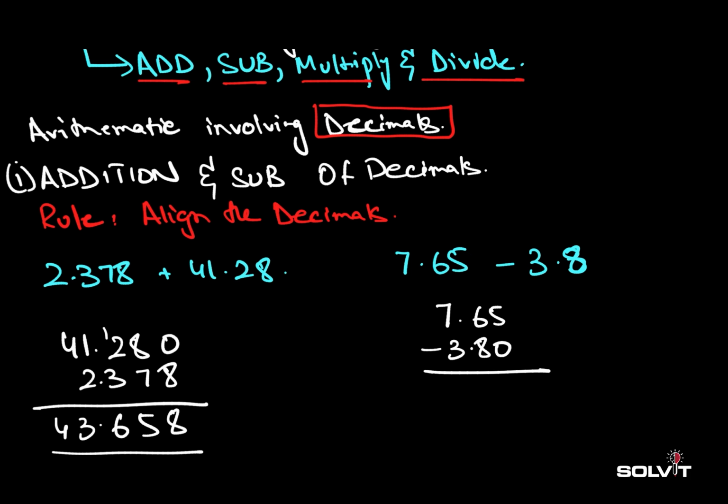So 0 taken from 5 gives you 5, and we cannot take 8 from 6, so we are going to borrow, and it is going to be 6, it is going to be 8, and then 8 again, so this is going to be 3.85. So guys, that is how we are going to subtract the decimals, right?